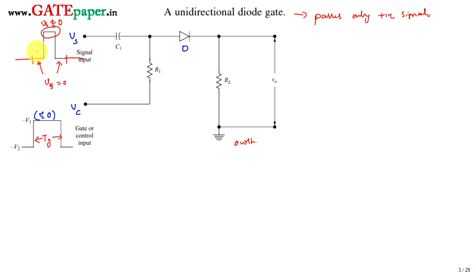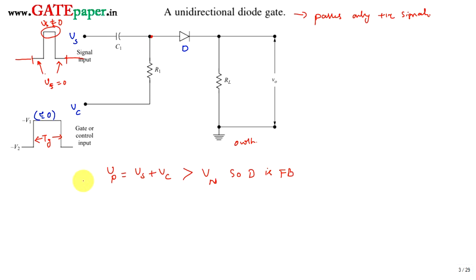Whenever you are applying two signals, this point is loaded with two signals, input and control, and effectively the voltage across the P side of the diode is the superposition of both signals. That means Vs plus Vc. And for a diode to be forward biased, we must know that the voltage on the P side should be greater than the N side. So the diode is forward biased.